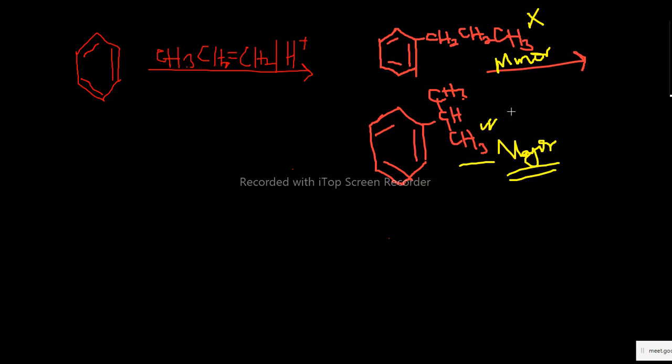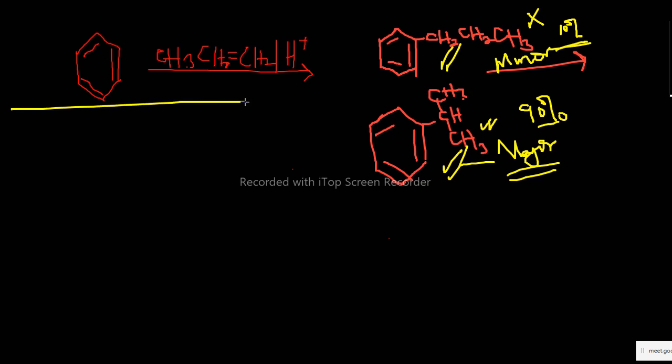You may find when you form 90% or 95% of this, then only 10 or 5% is going to be this. So therefore this becomes the major product, and this one a minor product. Now, what is governing what? What is governing the formation of which product? I'll still take you back to Markovnikov's rule, okay?